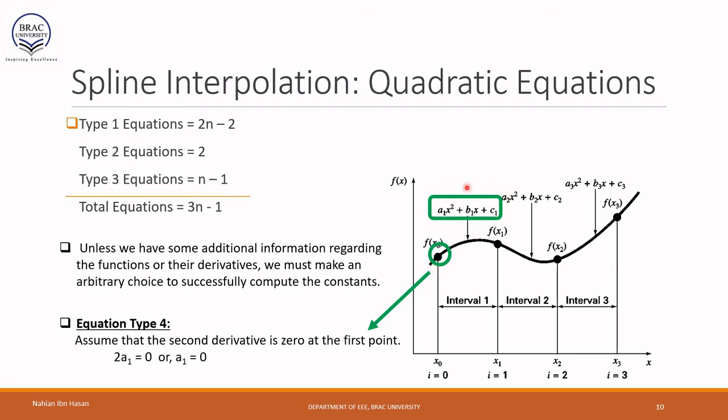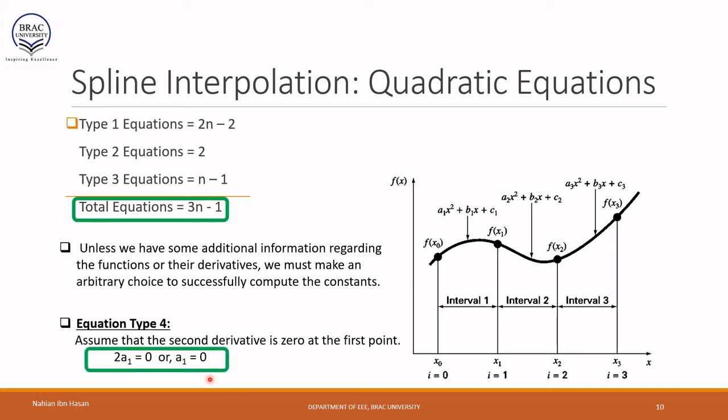If you find the second derivative of the first function, it is 2a1, and that is equal to 0 at the first data point. That means a1 equals 0. So now I have 3n minus 1 equations plus this last assumption, which gives in total 3n equations. I have 3n unknown constants and 3n equations, so I can easily solve this system of equations to find the unknown constants.